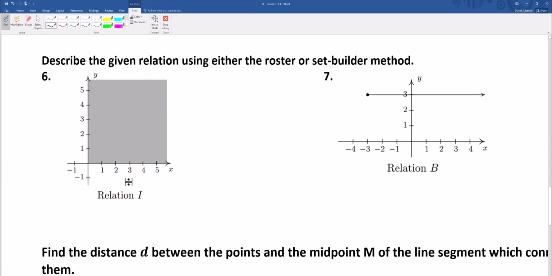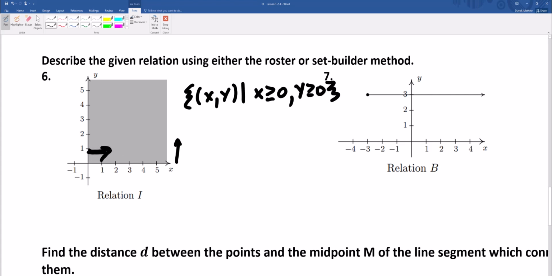So describe the given relation using either the roster method or the set builder method. So let's define our x and y, and let's see what's going on here. It seems like my x starts at 0 and goes up forever. So I'm going to say x is greater than or equal to 0. And my y, oh sorry, that would be my y, but my x, same thing. It starts at 0 and goes on forever. So both of them are going to be greater than or equal to 0. And it's a solid line, so that's why I'm going to say equal to on both of these.